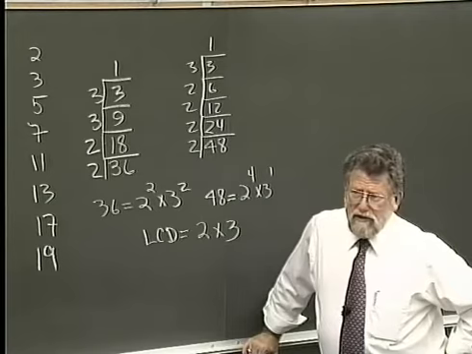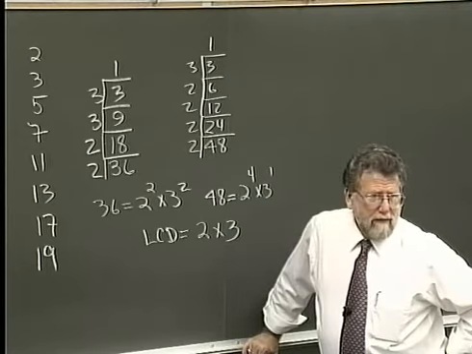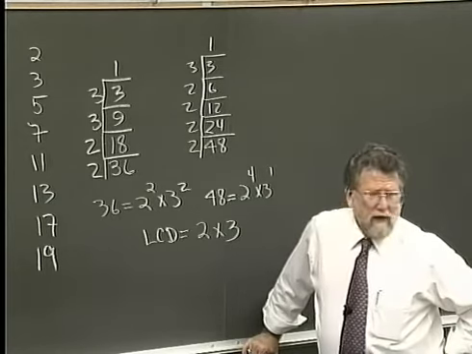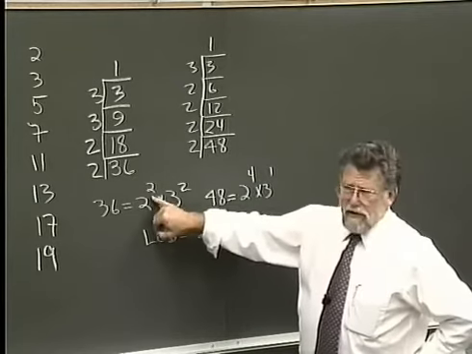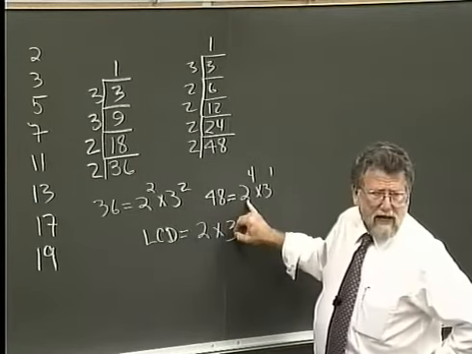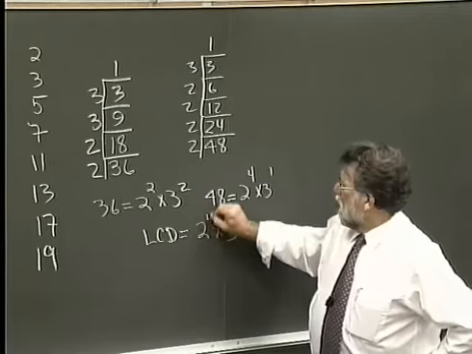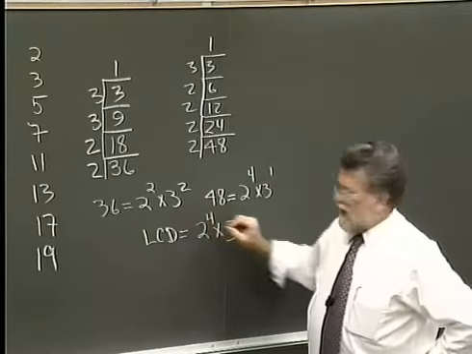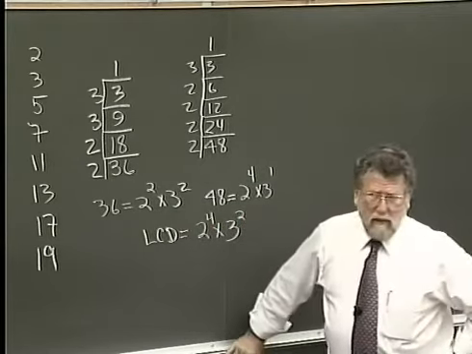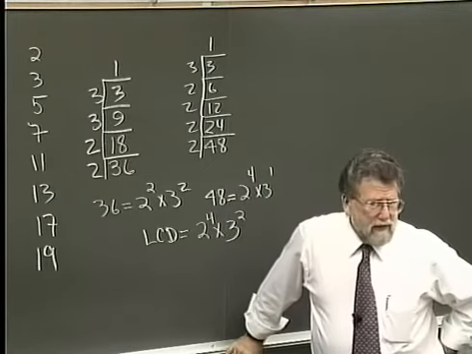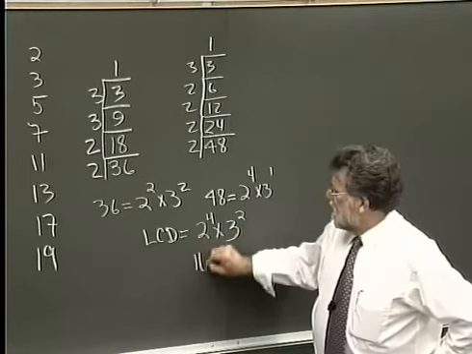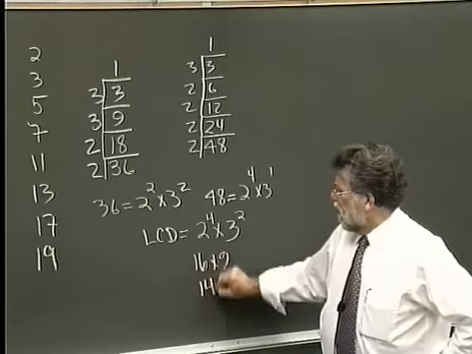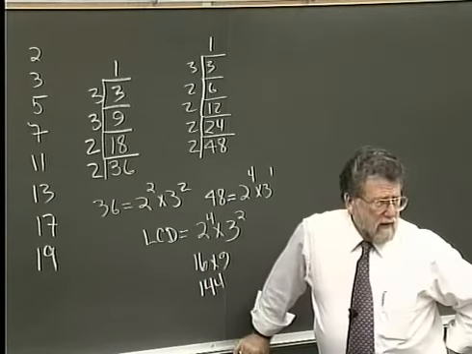Well, what exponent do I choose? This is the crucial part. The larger of the exponents. So when I had 2 to the second and 2 to the 4th, I use a 4. When I had 3 to the 1st and 3 to the 2nd, I use 2. So my LCD is 2 to the 4th, 3 to the 2nd, which is 16 times 9, which is 144.